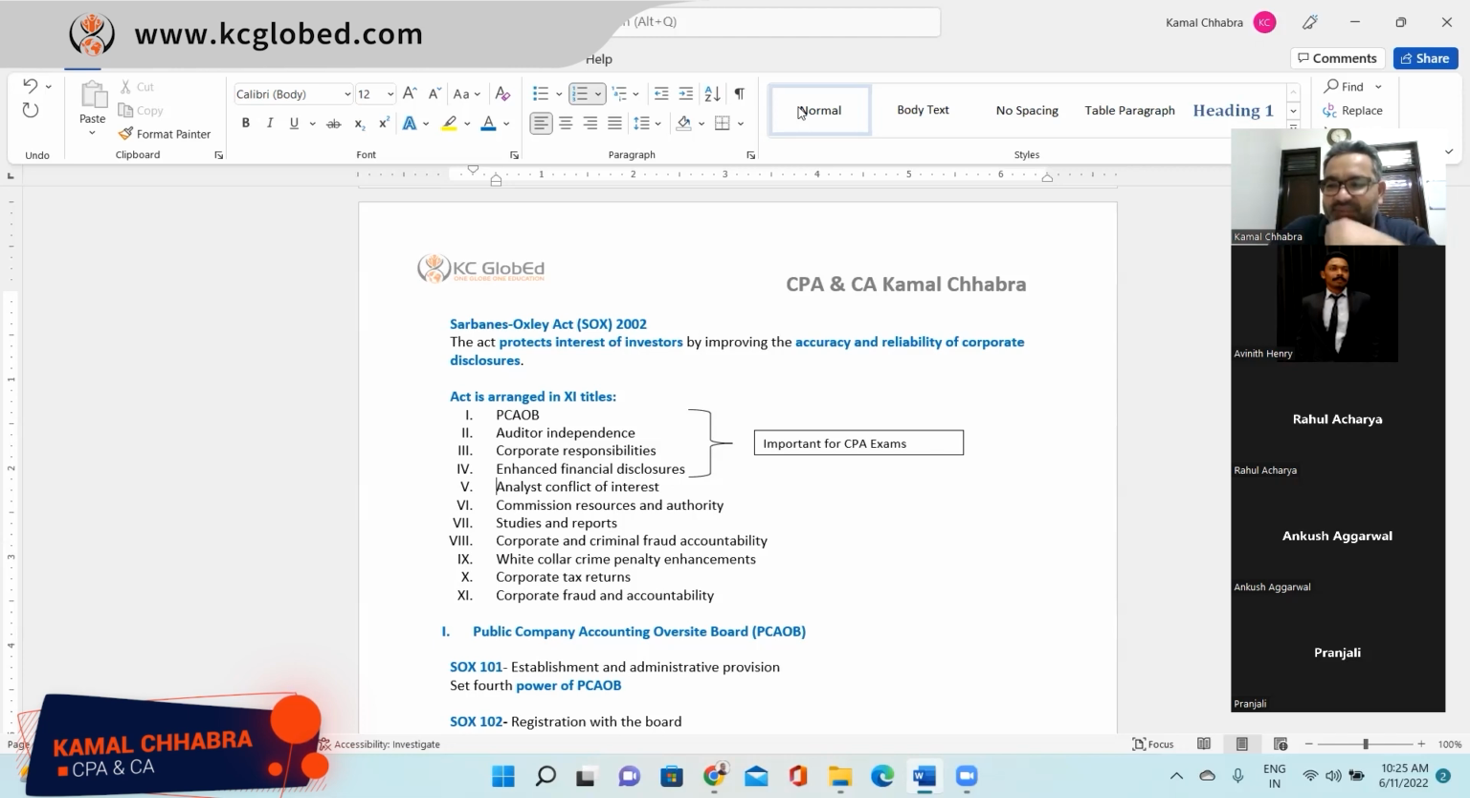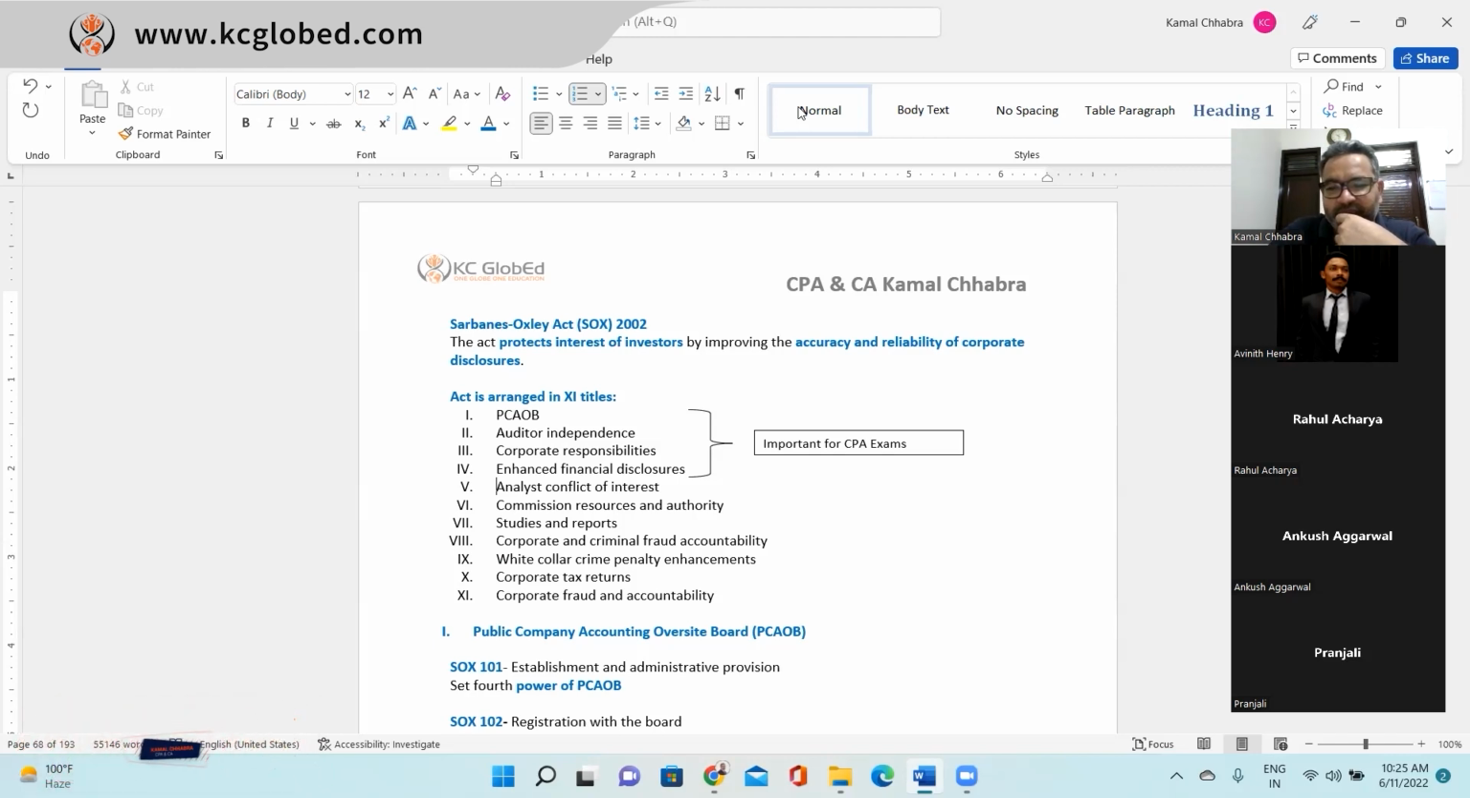In CA final, there is a small topic, it's only one page. Sarbanes and Oxley were the persons who gave the decision in a case, so based on their name, this act has come. How about others? Have you heard about the Sarbanes Oxley Act before?